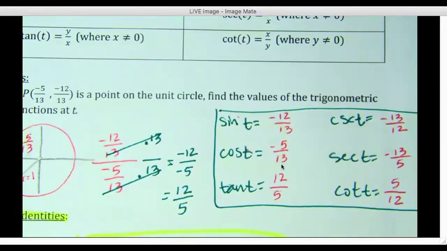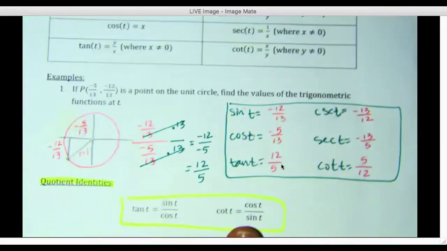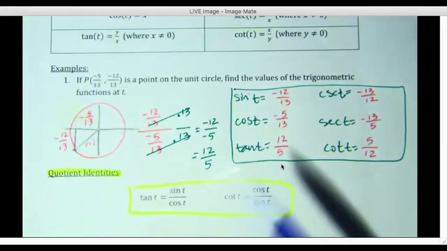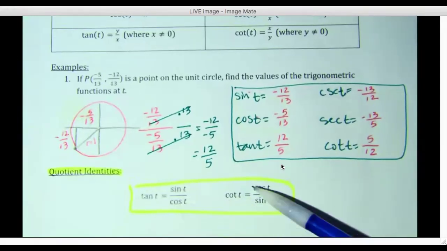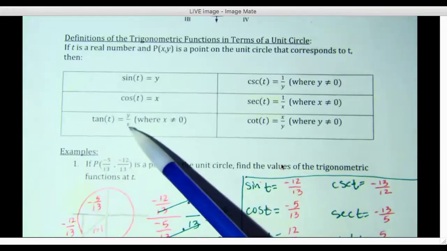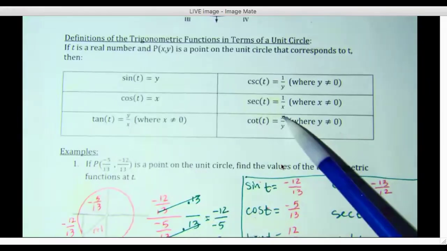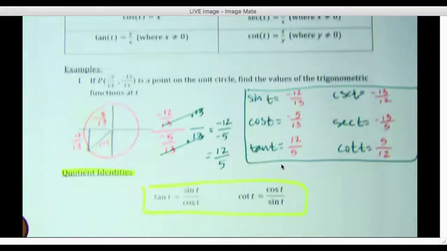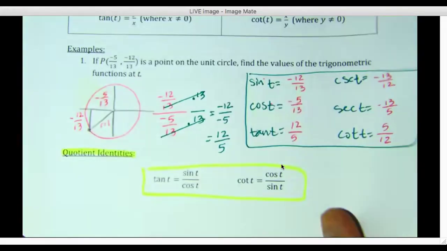Now, tangent and cotangent are what are called reciprocal or quotient identities. Tangent is equal to sine over cosine, and cotangent is cosine over sine, which is exactly what we just saw up here. y is the sine value, x is the cosine value. So sine over cosine, and then cosine over sine. These are identities that you will definitely need to have memorized.